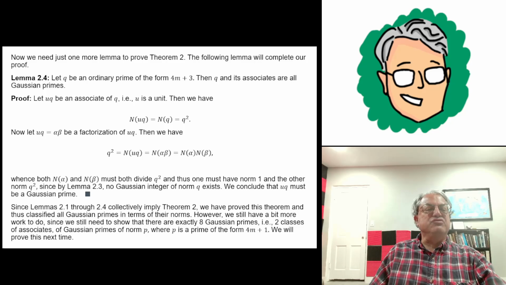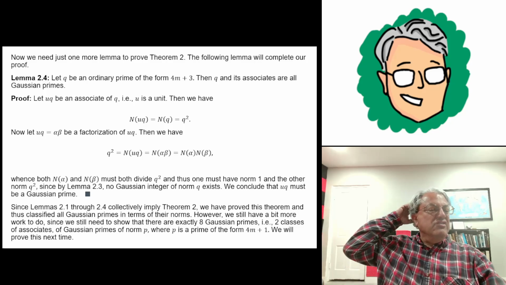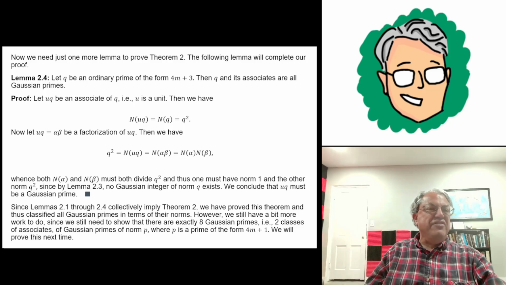This one's not too hard to prove either. So let's again consider associates of Q. So remember, Q is our ordinary prime. Like Q could be 3 or 7 or 11, but U is a Gaussian unit, plus or minus 1 or plus or minus i. So we could be looking at things like 3i or minus 7i, so on. So now let's factor that thing. Let's call it alpha times beta, where alpha and beta are now Gaussian integers. We want to see what their norms can be.